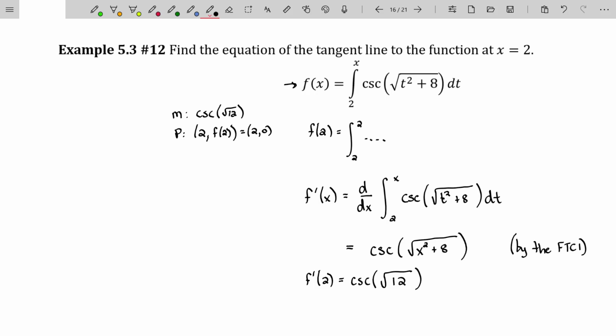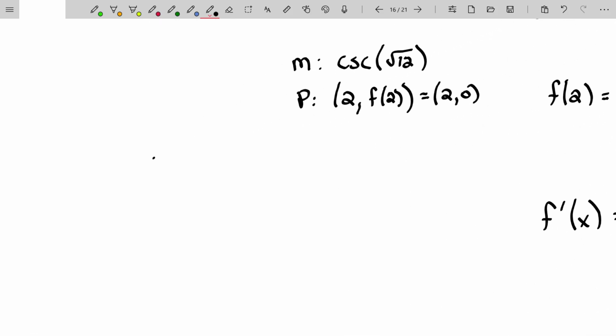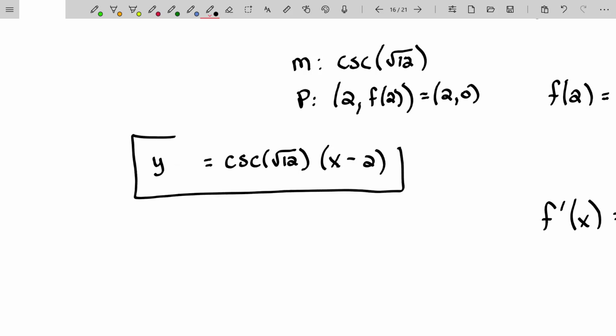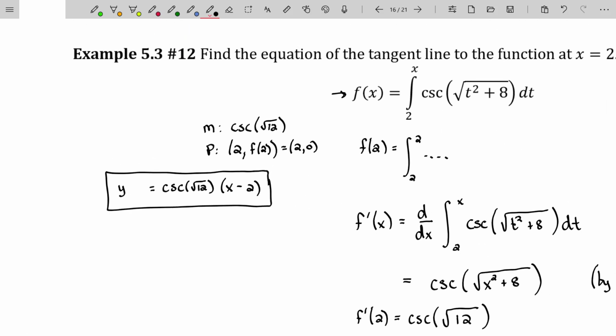Let's go ahead and write the equation of the tangent line. The tangent line has this equation: y minus the y value of the point is equal to the slope, which is cosecant of the square root of 12, it's just some number, times x minus the x value of our point. So this is our equation of our tangent line at x equals 2 for that integral function right there. So it really is. You could pull together a lot of the stuff you've done throughout your calculus course and do things with integrals now.